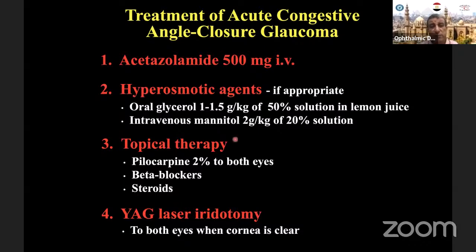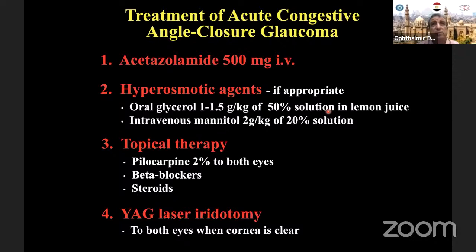But the dose here is very important. Intravenous mannitol, 2 grams per kilogram of 20% solution within half an hour. Otherwise, it is not working well. Glycerol, you get 1 to 1.5 gram per kilogram of 50% solution. This is what we call hyperosmotic agents. This is the systemic treatment.